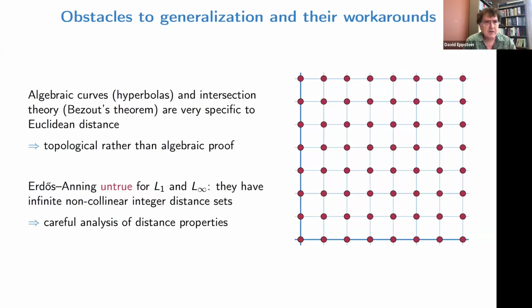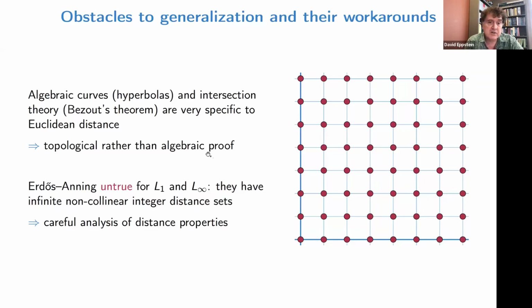But there's another more fundamental obstacle to any kind of generalization, which is this idea of using the degree of an algebraic curve. Erdős uses this fact that hyperbolas cross a constant number of times. That is a basic fact about algebraic curves, but the algebraic curves that come up here are very specific to Euclidean distance. If we pick a different distance, we're going to get different curves, and there's no intrinsic reason to believe that they're always going to be algebraic curves.